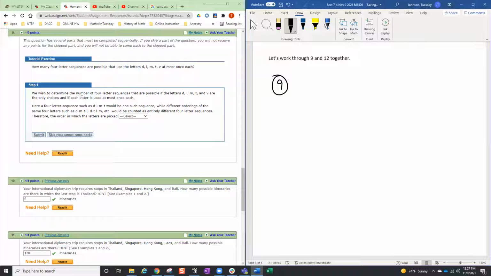We wish to determine the number of 4-letter sequences. As I'm looking at this, I'm looking at sequences, which requires order, so I'm going to be using permutations. The possible letters are D, L, M, T, and V. Those are the only choices, and each letter is used at most once.